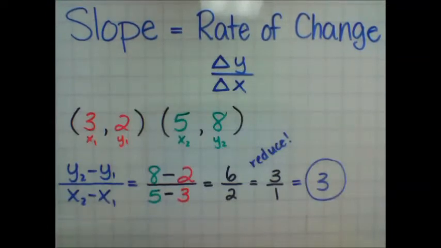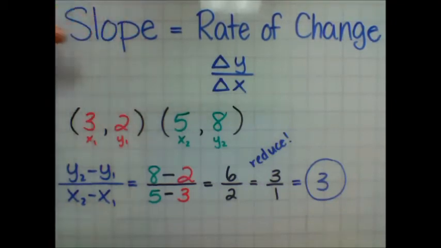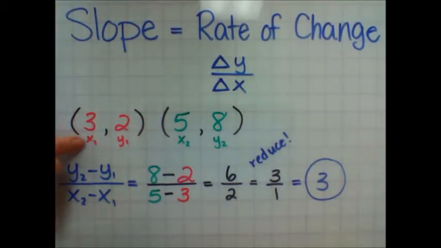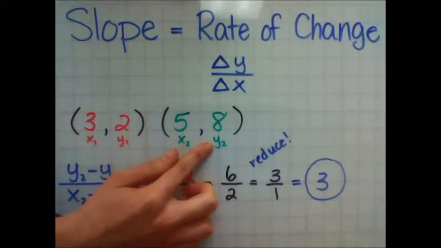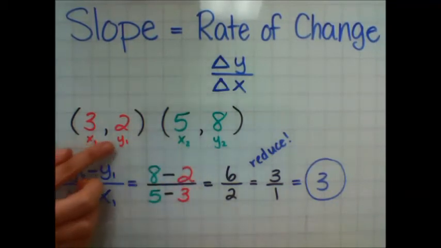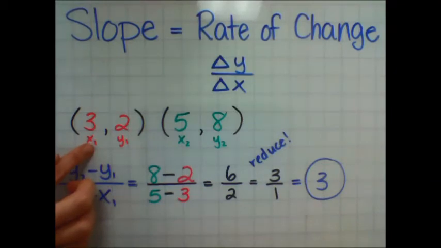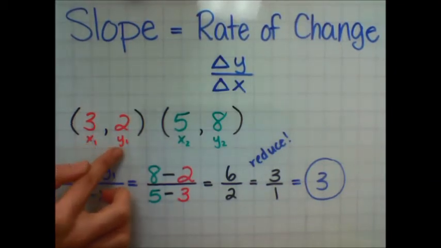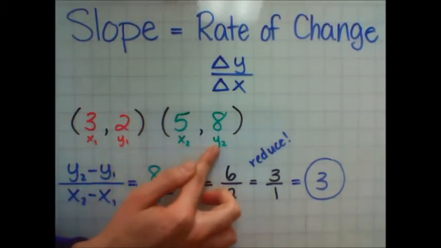We can also find the slope when we've been given 2 points instead of a graph. I have the point (3,2) and the point (5,8). First, I need to label that my first point has the first x and first y, and the second point is the second x and the second y. Those little numbers, those little subscripts down at the bottom, are just showing me that this is the x from the first point, this is the y from the first point, this is the x from the second point, this is the y from the second point.